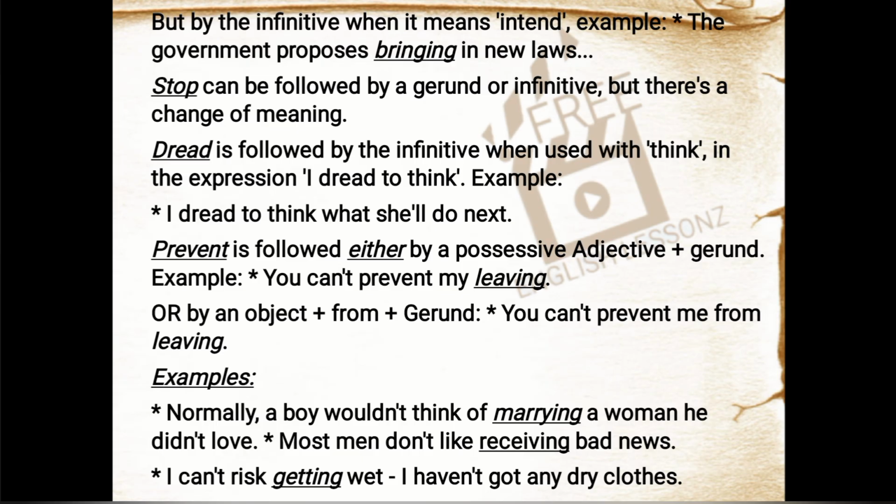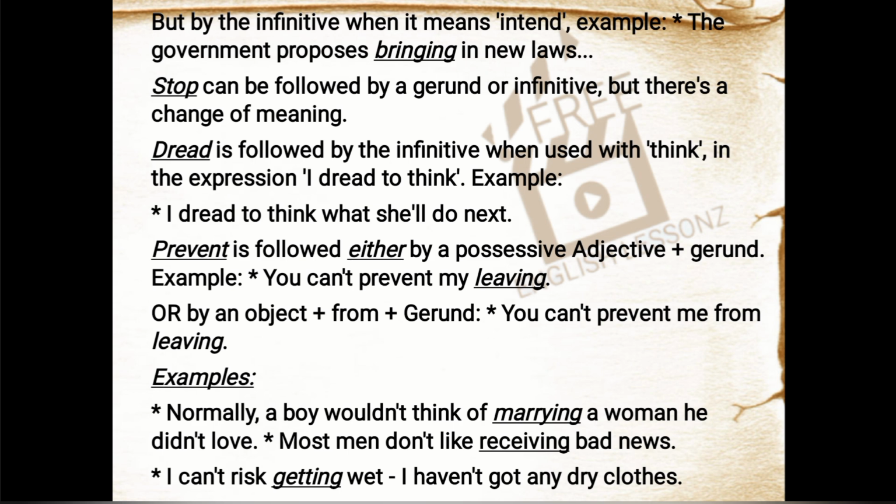Stop can be followed by a gerund or infinitive, but there's a change of meaning. Dread is followed by the infinitive when used with think, in the expression I dread to think. Example: I dread to think what she'll do next. Prevent is followed either by a possessive adjective plus gerund. Example: you can't prevent my leaving. Or by an object plus from plus gerund: you can't prevent me from leaving.